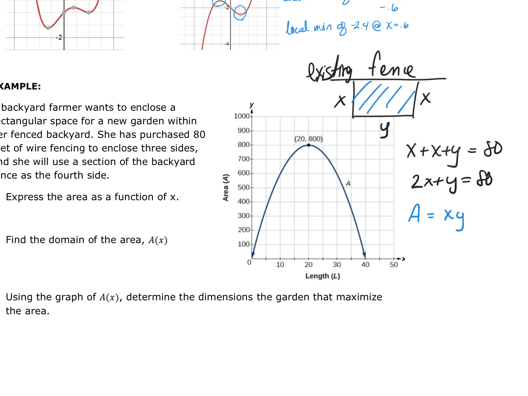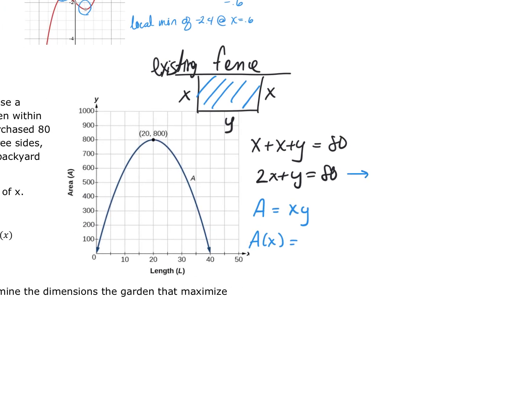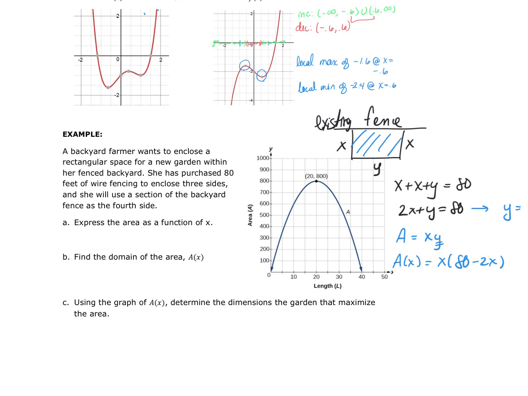Now look, we have two equations, two unknowns. Let's make this into one function. A of x is equal to, if we take this and solve for y, I've got y is equal to 80 minus 2x. Then I can replace this y with that value. So I have x times (80 minus 2x). So that is what they're asking for right here. A of x is equal to x times (80 minus 2x).